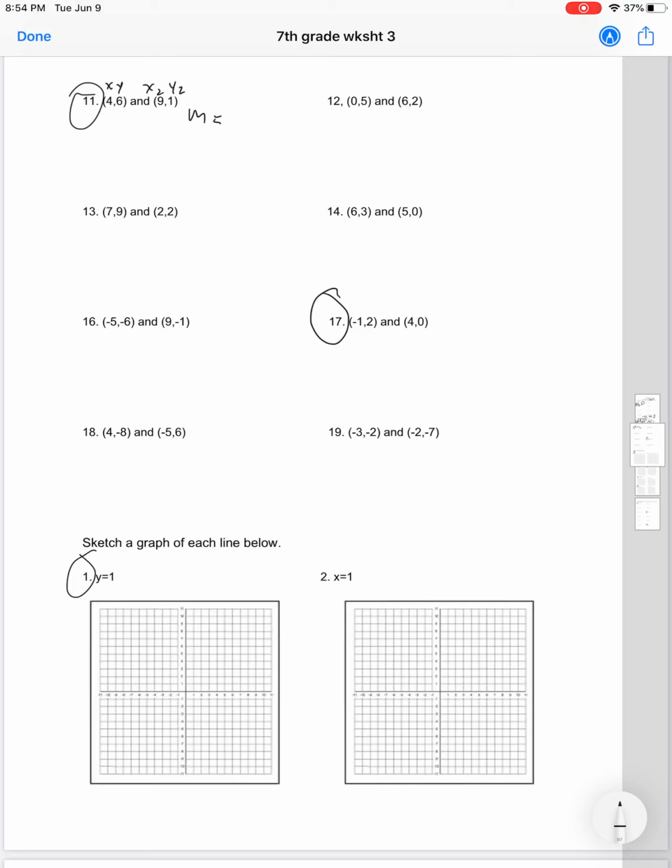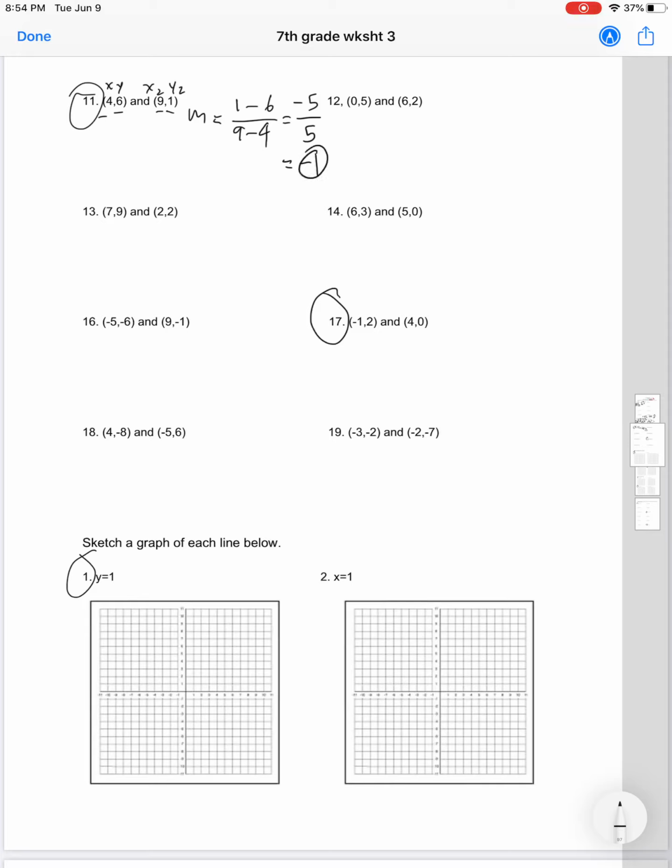y2 minus y1. 1 minus 6. 9 minus 4. Because x2 minus x1. 9 minus 4 is 5. 1 minus 6 is negative 5, which is negative 1.